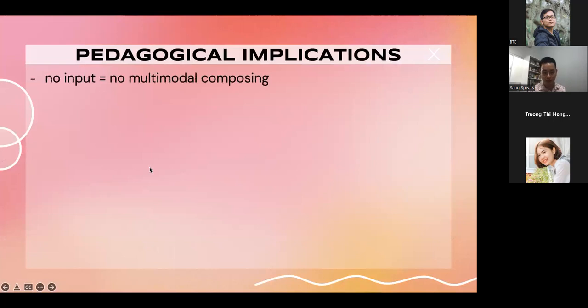And for pedagogical implications, multimodal composing is very important because multimodal composing, by its name, is output oriented. When we compose, it means we produce the language. But keep in mind that without input, we cannot compose anything multimodally. The input here is the language input. The input here can be the meta-language input, the knowledge of making video, the knowledge of arranging pages. Those are all the input that we need to provide the student before we let them go to the multimodal composing process.